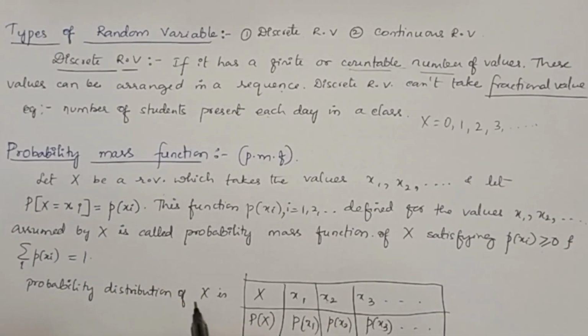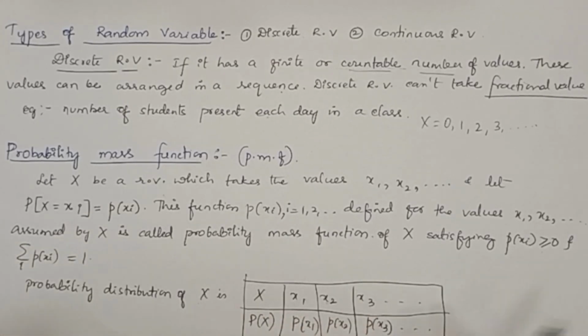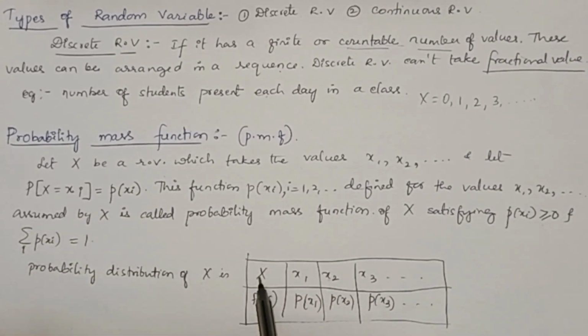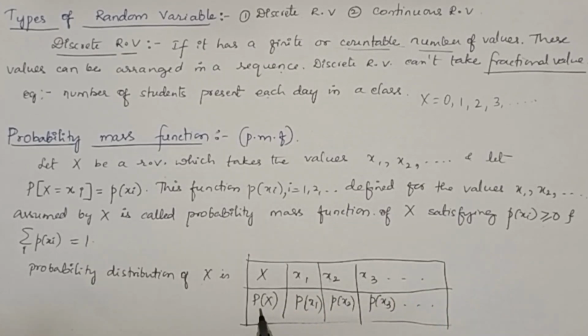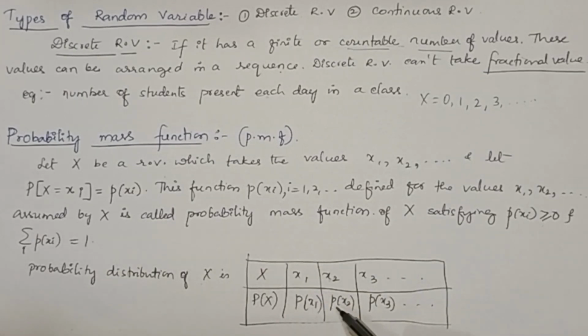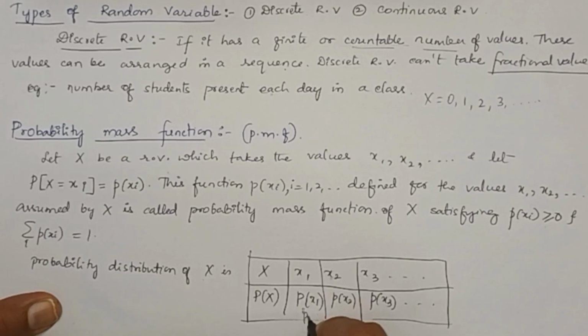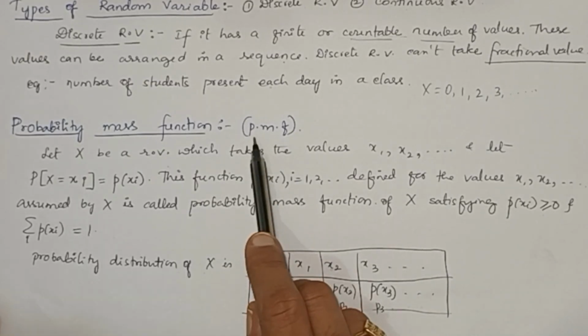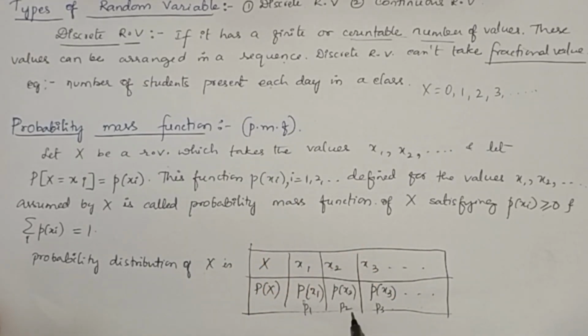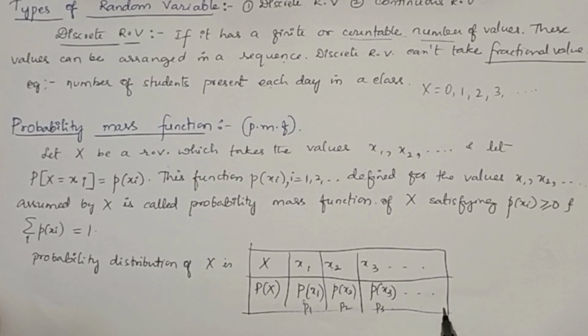The probability distribution of this random variable is represented in tabular form, where x is the name of the random variable which has values x1, x2, x3, and so on, and p(x) is the probability of the random variable taking the values p(x1), p(x2), p(x3), or we can write them as p1, p2, p3, and so on. The condition for the probability mass function, also called the PMF, is that all these p1, p2, p3 should be greater than or equal to 0.